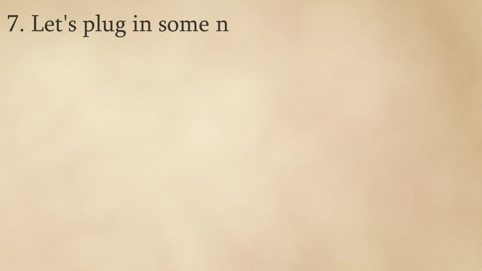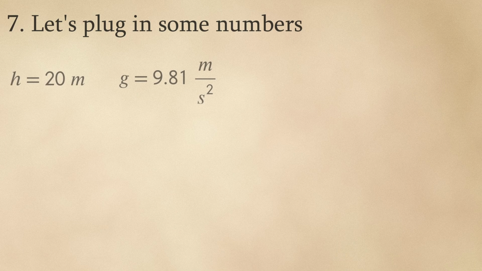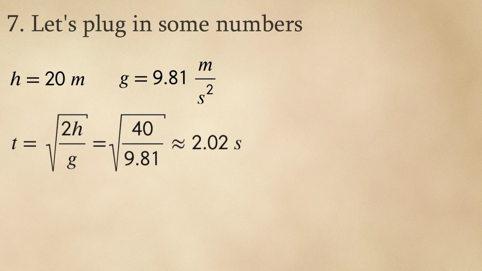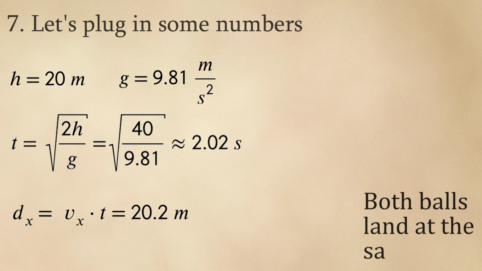Let's plug in some numbers. Say we release both balls from a height of 20 meters. Gravity is g equals 9.81 meters per second squared. Time to fall is the square root of 2h divided by g, so that's about 2.02 seconds. So both balls hit the ground after about 2 seconds. Now for the thrown ball. If we gave it a horizontal speed of 10 meters per second, during those 2.02 seconds, it would travel 20.2 meters. So it lands 20 meters away from the base, but at exactly the same time as the dropped ball.